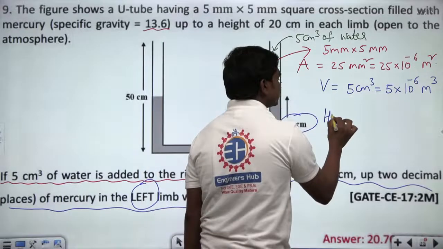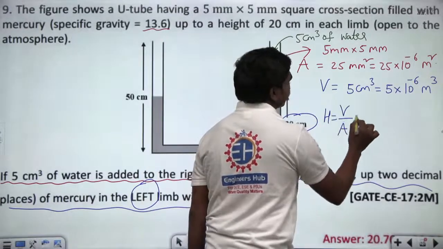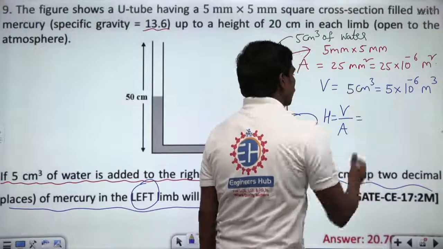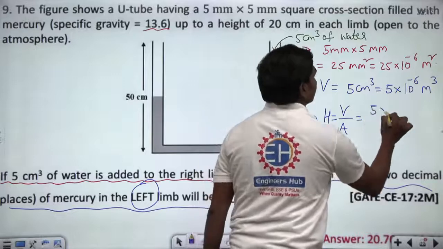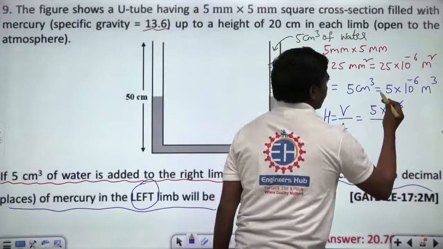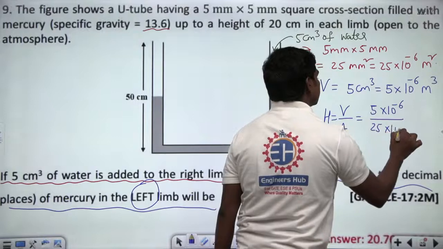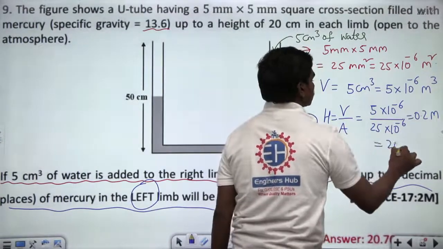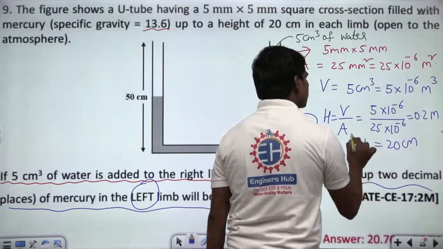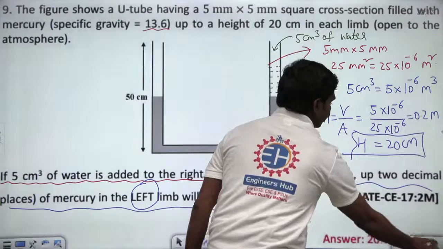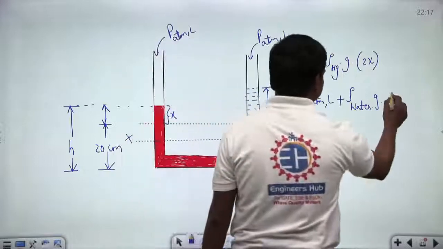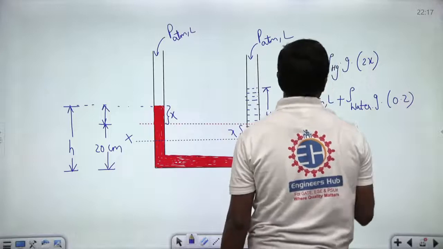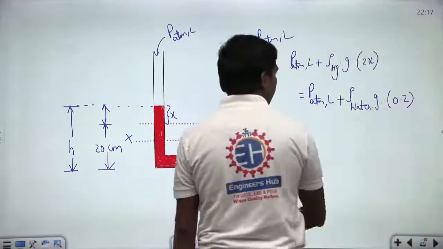So if you want to calculate h, this h is nothing but volume divided by the cross section area. This is the total height to which the water will rise. So this is 5 into 10 to the power minus 6 divided by 25 into 10 to the power minus 6. So this is 0.2 meters, which is 20 centimeters. So this h value is 20 centimeters. This is clear to us. So if you solve this question, it is into 20 centimeters, again 0.2. Let us calculate in meters only, because we are substituting. So this is 0.2 meters.